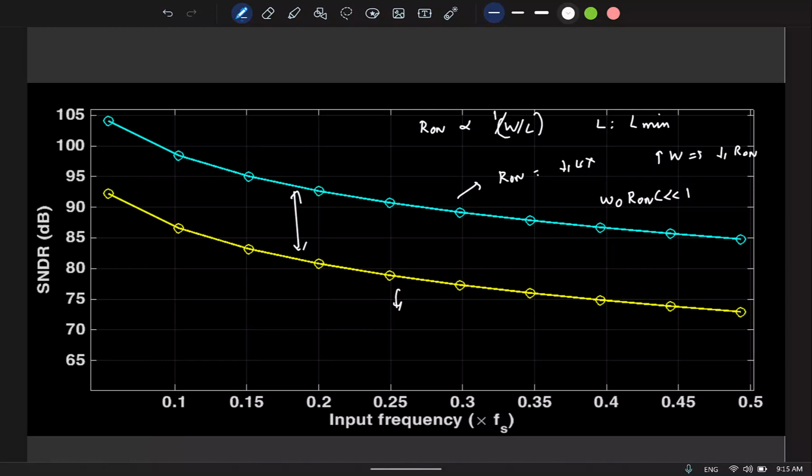Capacitance. Let me draw here. So if I increase the width of this guy, what capacitance increases? Gate capacitance increases. So let's say CG is increasing. What's the problem? The current where?